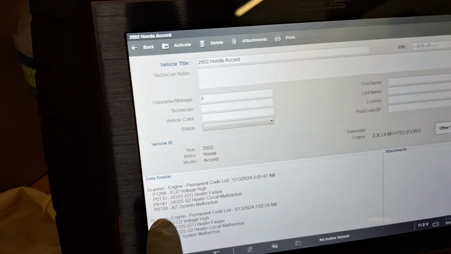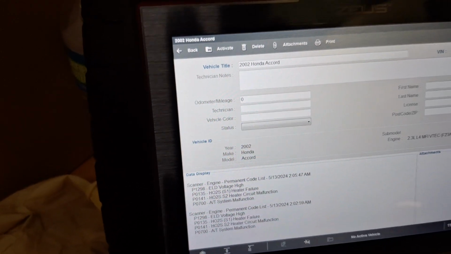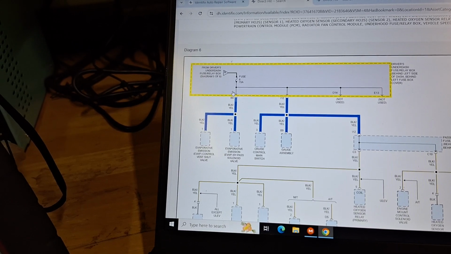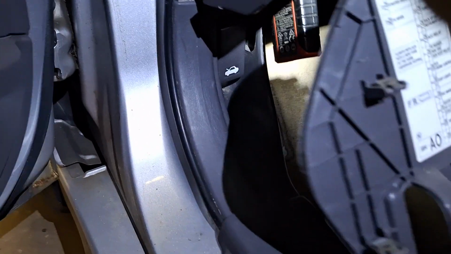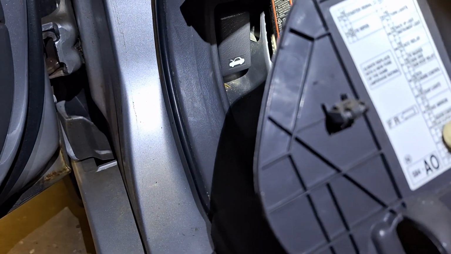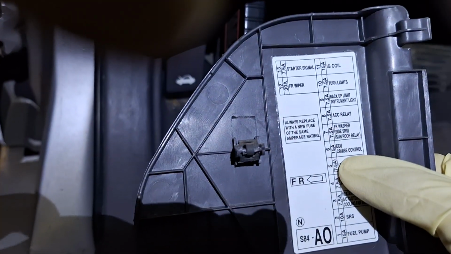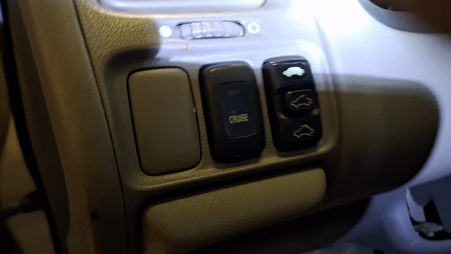fuse as well. Again, we have an automatic transmission malfunction code as well. So let's find that fuse and see what's going on with it. Okay, that's the driver side of it. And fuse, let's see, where's that at? Fuse 6, right there, fuse 6. All it says is cruise control. So let's verify whether we have a cruise control light as well or not.